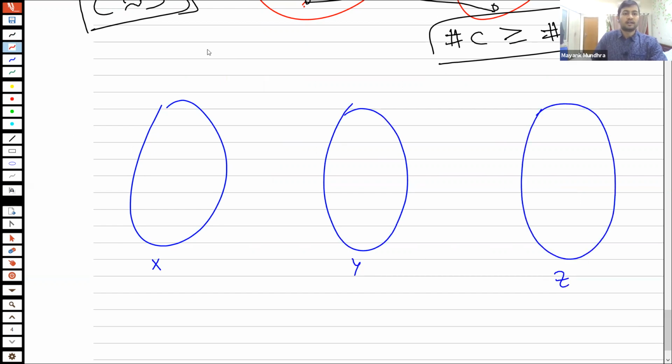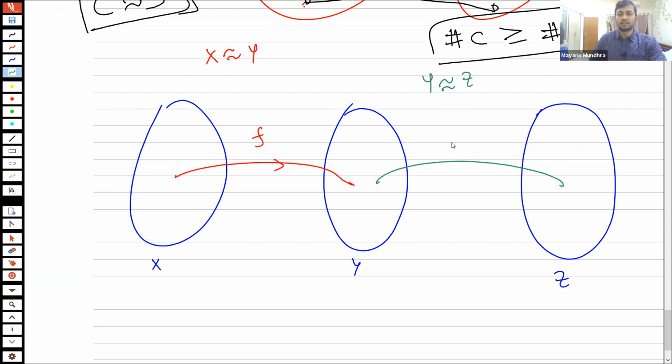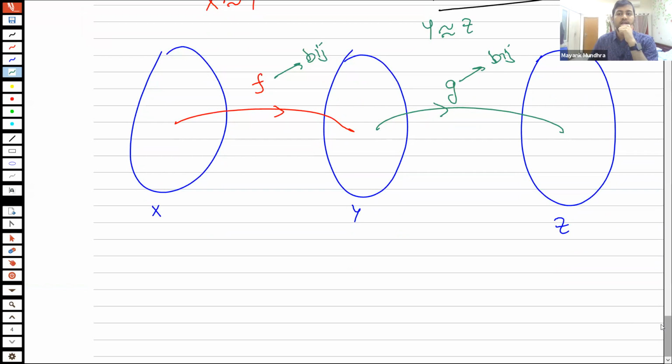And what you know for a fact is that x has the same size as y, which implies that there is a one-to-one onto map f. And y has the same size as z, so this is a one-to-one onto map g. So f is a bijection, g is a bijection. Then this property says that you should also have x the same size as z, which implies that there exists a bijection h going from x to z.